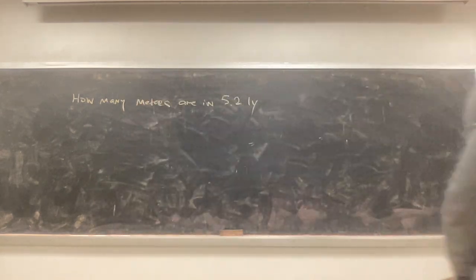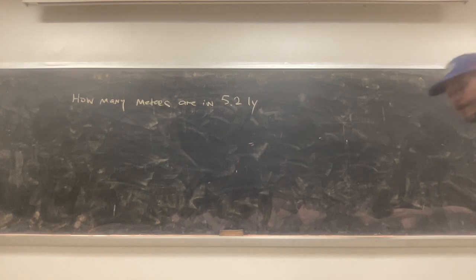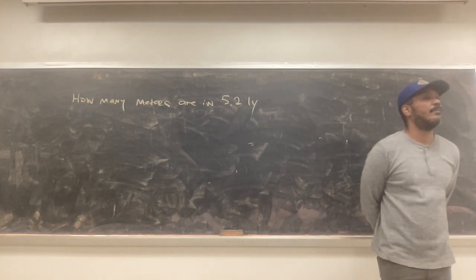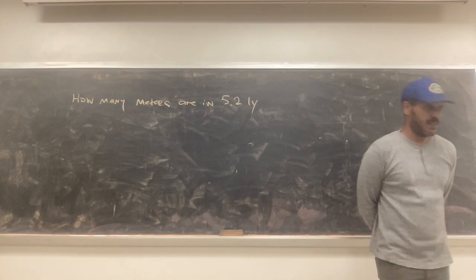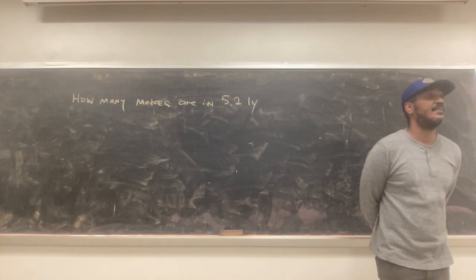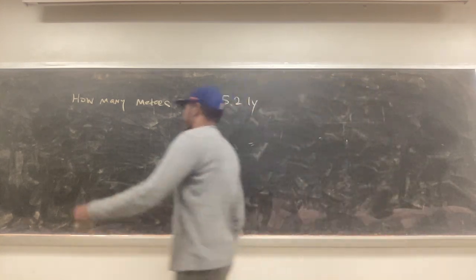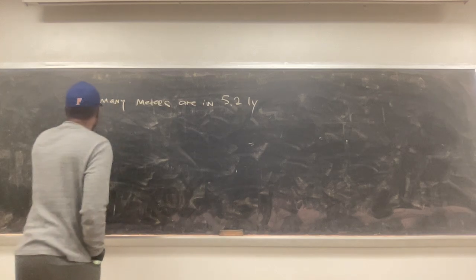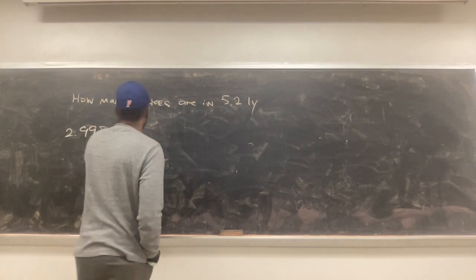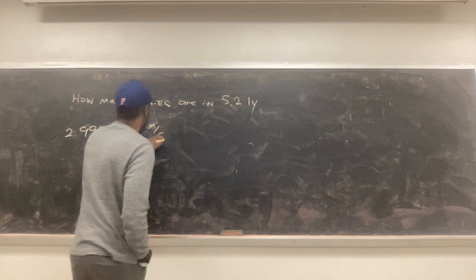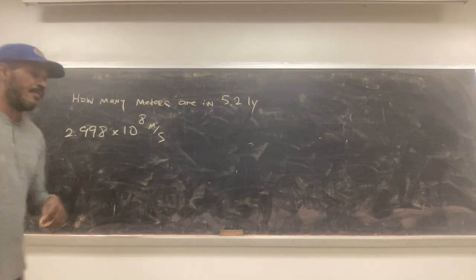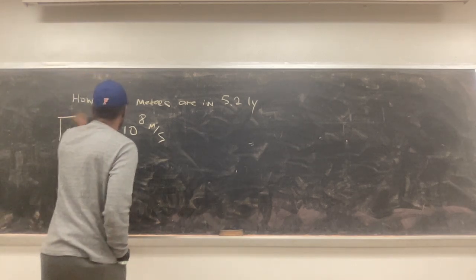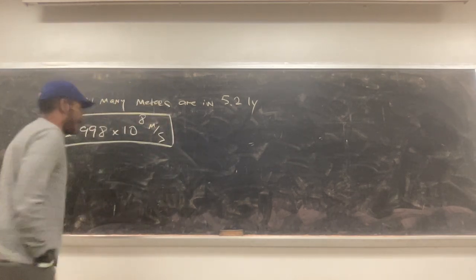It says how many meters are there in 5.2 light years? And it says a light year is the distance light travels in 1 year at the speed of 2.998 times 10 to the 8. Okay, you heard what you just said? 2.998 times 10 to the what? 8 meters per second. That is the speed of light, right? We just know this.